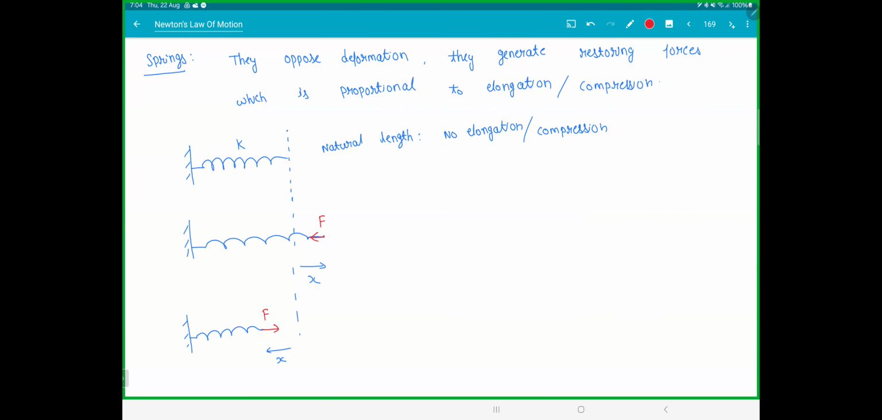So this is what I was saying. The spring will always oppose your motion. If you try to pull it, it'll pull you back. If you try to push it, it'll push you back. So here X is your elongation. Here X is your compression.